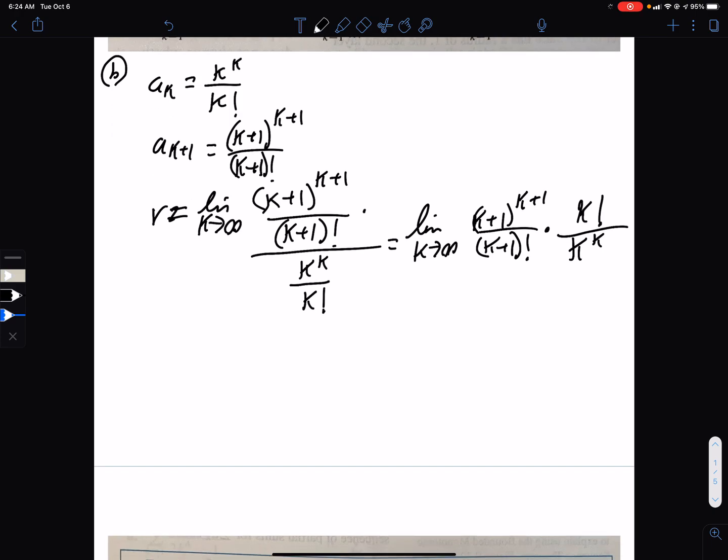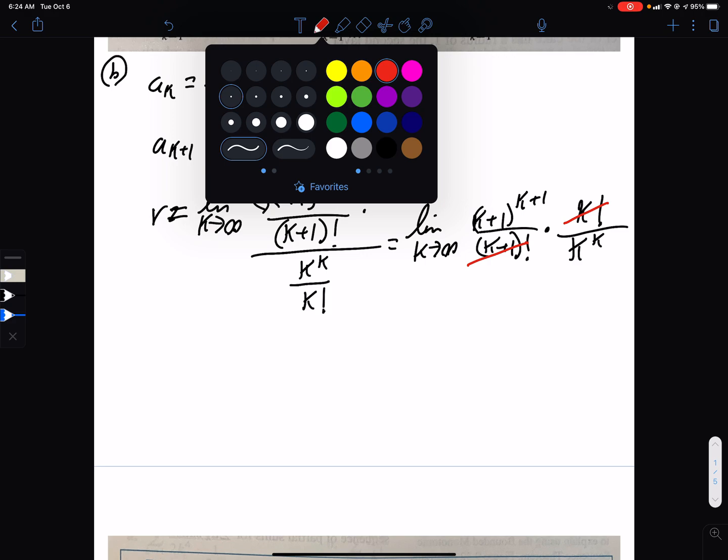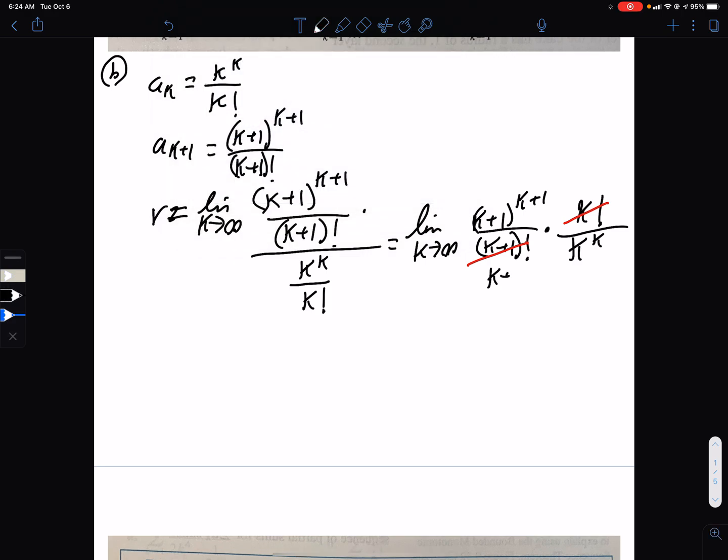All right, and now the canceling. Just like the last one, this cancels with this, and on the bottom we have an extra k plus 1 term. Now this is where it gets tricky. That and that, can you cancel them? And the answer is going to be not really. So we'll have to talk about this.